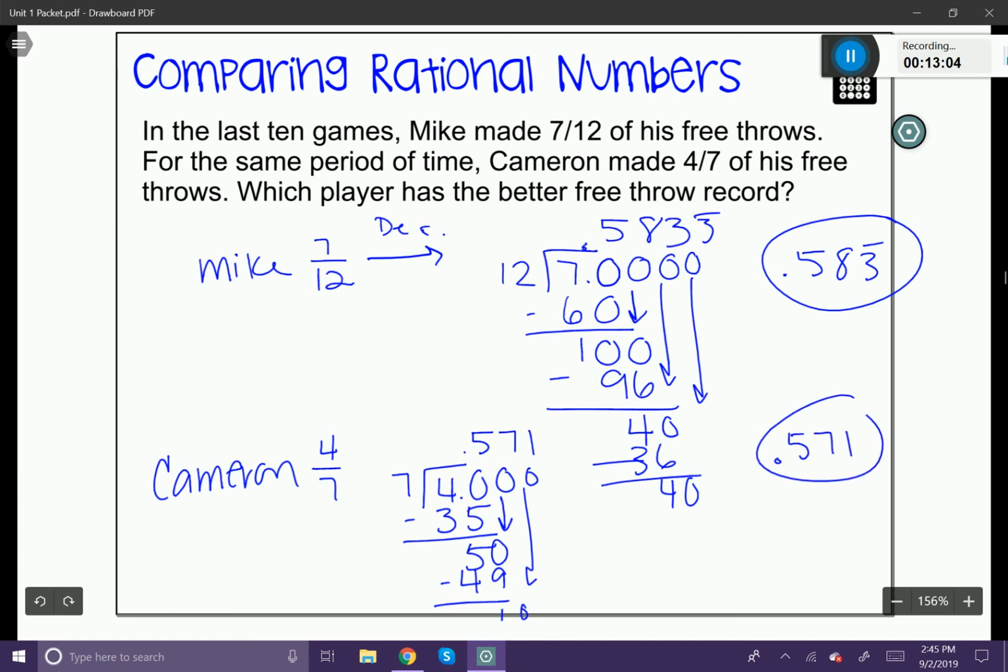And if I wanted to compare them, which one had the better percent of free throws, you can see that Mike's is a little bit bigger than Cameron's. So we'll say that Mike is greater than Cameron. So who had the better one? Well, Mike did.